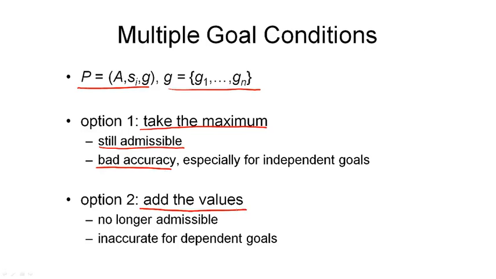The first drawback of this is that this approach no longer gives us an admissible heuristic. This may well overestimate the distance to the goal because there are shared actions, and there often are. And if we don't take this into account, we count these actions multiple times when we compute our heuristic. And that means this heuristic becomes quite inaccurate for dependent goals. Now you could ask, are dependent goals very realistic? And in many domains, unfortunately, they are.